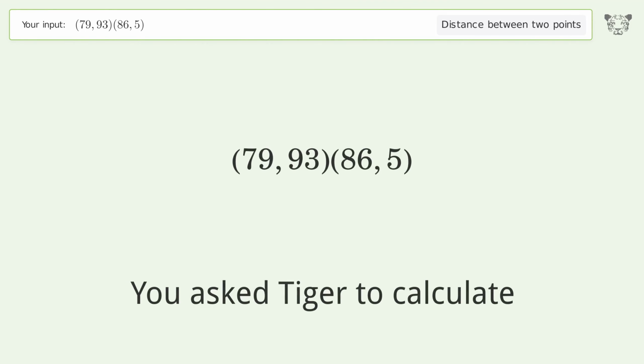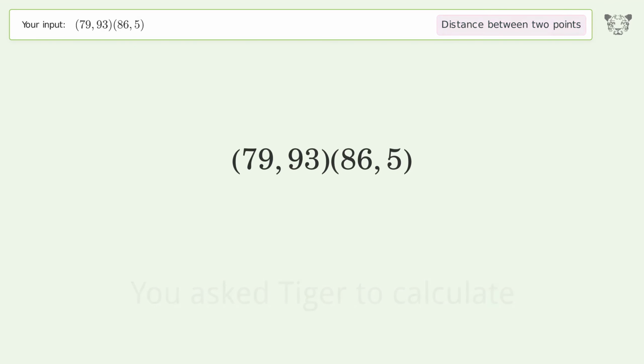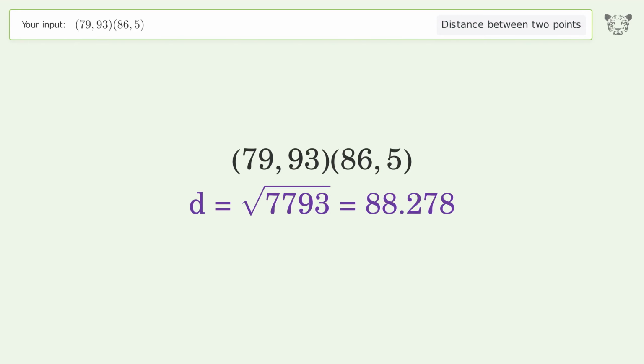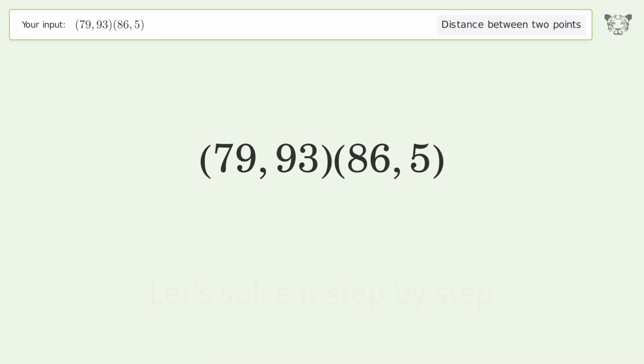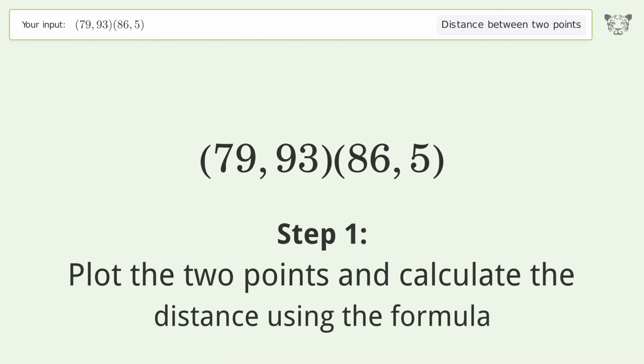You ask Tiger to calculate. This deals with the distance between 2 points. The distance between the 2 points is the square root of 7,793, or 88.278. Let's solve it step by step. Plot the 2 points and calculate the distance using the formula.